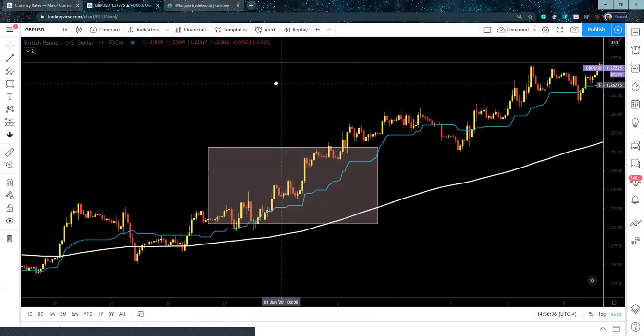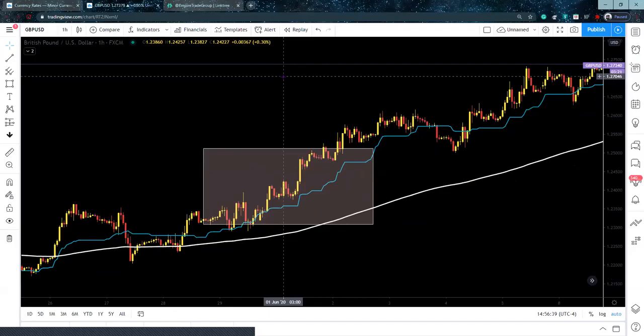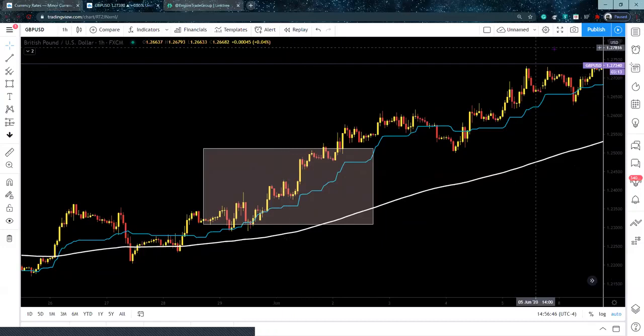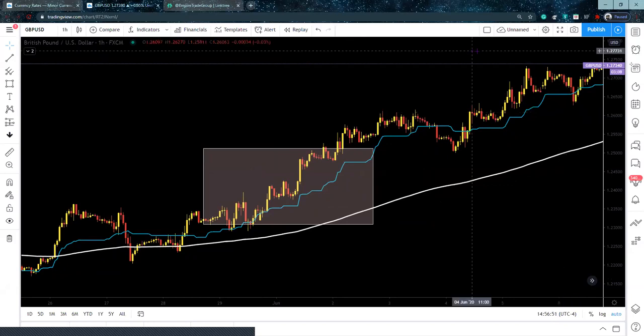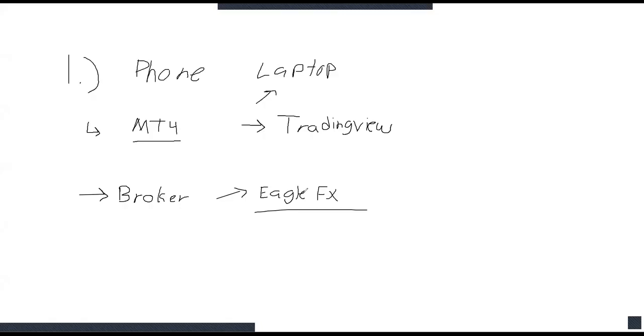Now, as we were saying, the currency exchange rate of a certain currency is going to be measured by this ticker right here on the side. Now that you have all of your tools put into place, you have your broker, your Eagle FX account, you have your Bitcoin wallet, whether that be Cash App or blockchain, doesn't really matter.